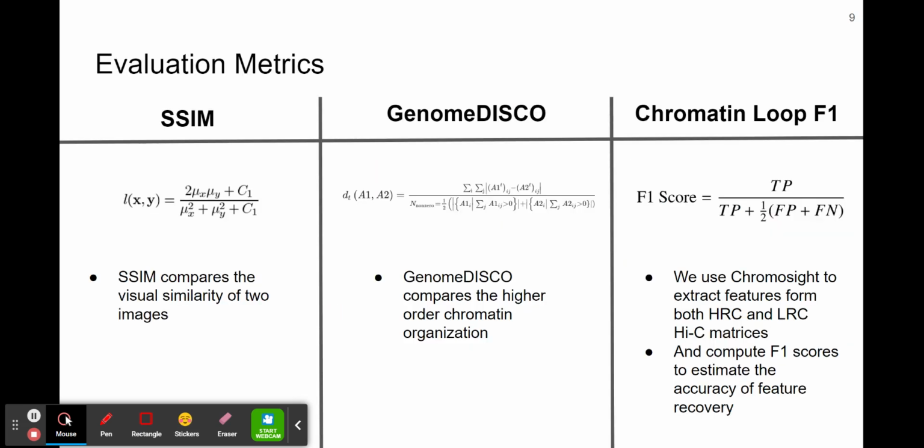We evaluate our performance across 3 metrics. First is SSIM, which compares the visual similarity of the generated contact map with the target high-resolution contact map. Second is GenomeDISCO, which compares the underlying chromatin topology. And third, we compare the chromatin loops recovered by our imputed contact map with the loops in the target contact map by computing an AUPR score. For all the metrics, a higher score is better, with a score of 1 being the best.